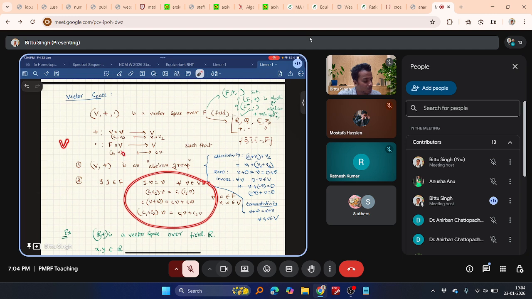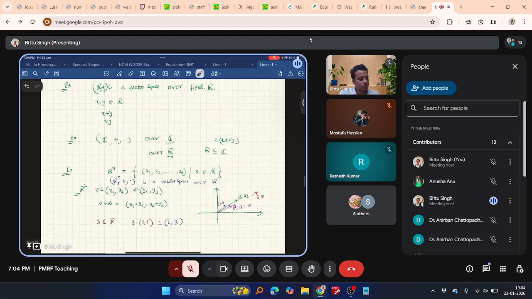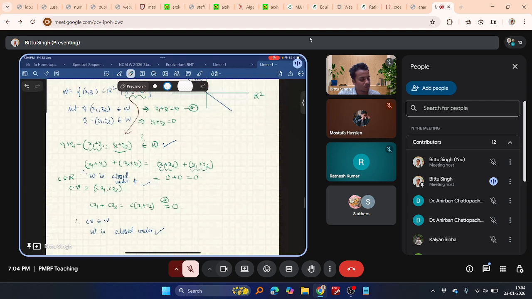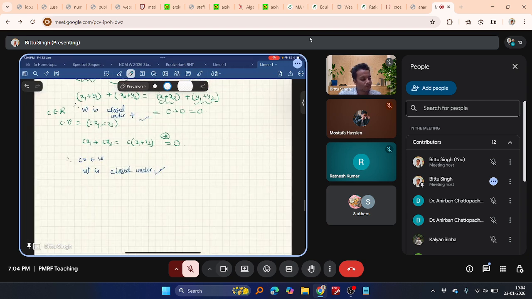V satisfies these properties. Now W is a subset of V. So W, in particular, will also satisfy those properties. Okay. So W becomes a vector space because of those two properties. It is closed under addition and closed under scalar multiplication.